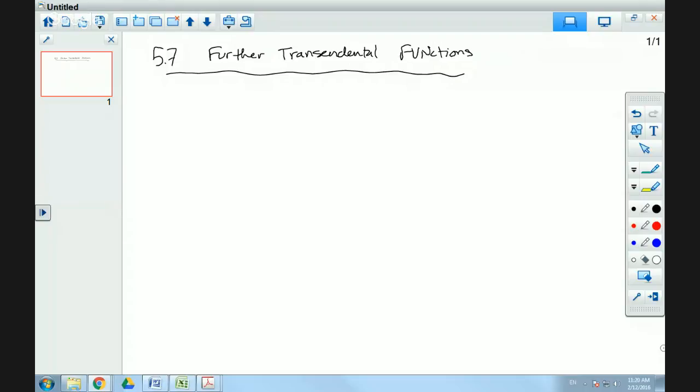Further transcendental functions. So we already wrote memorization cards for these, so I'll just do a couple examples to make sure you got it. Okay, so let's evaluate.